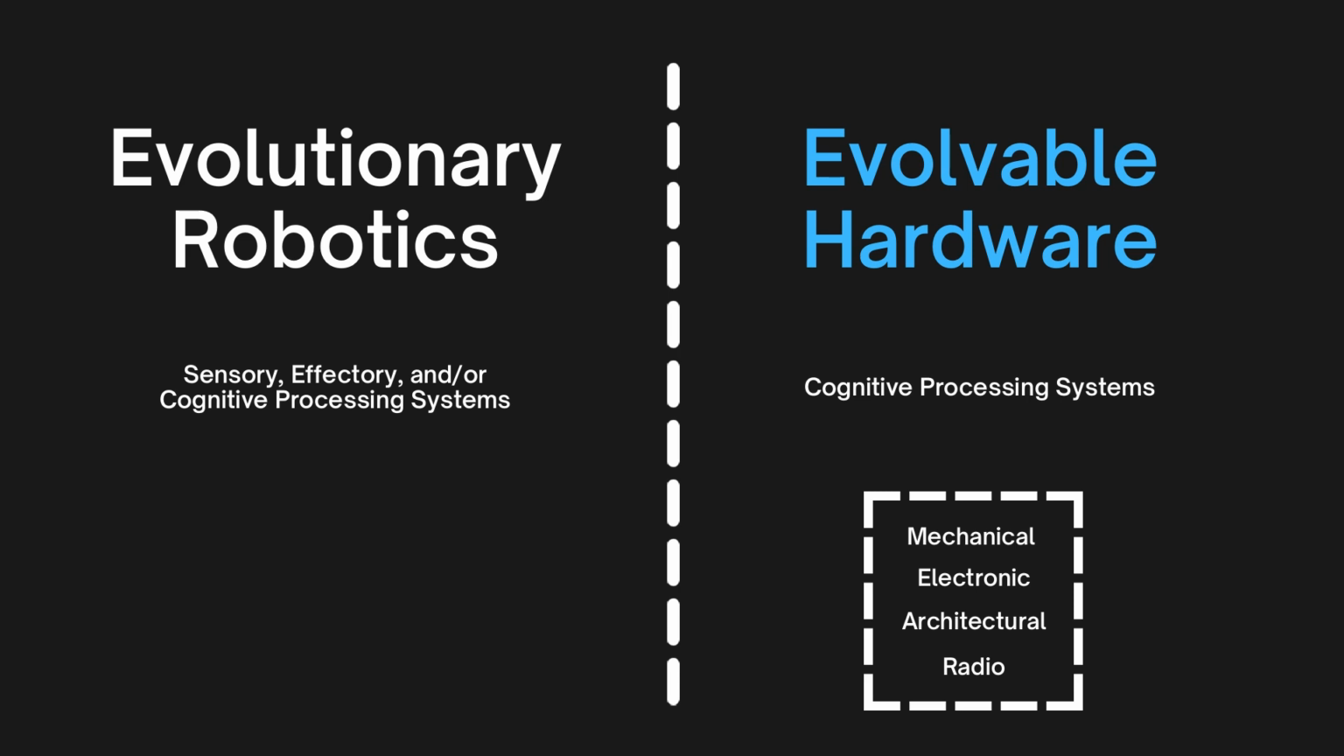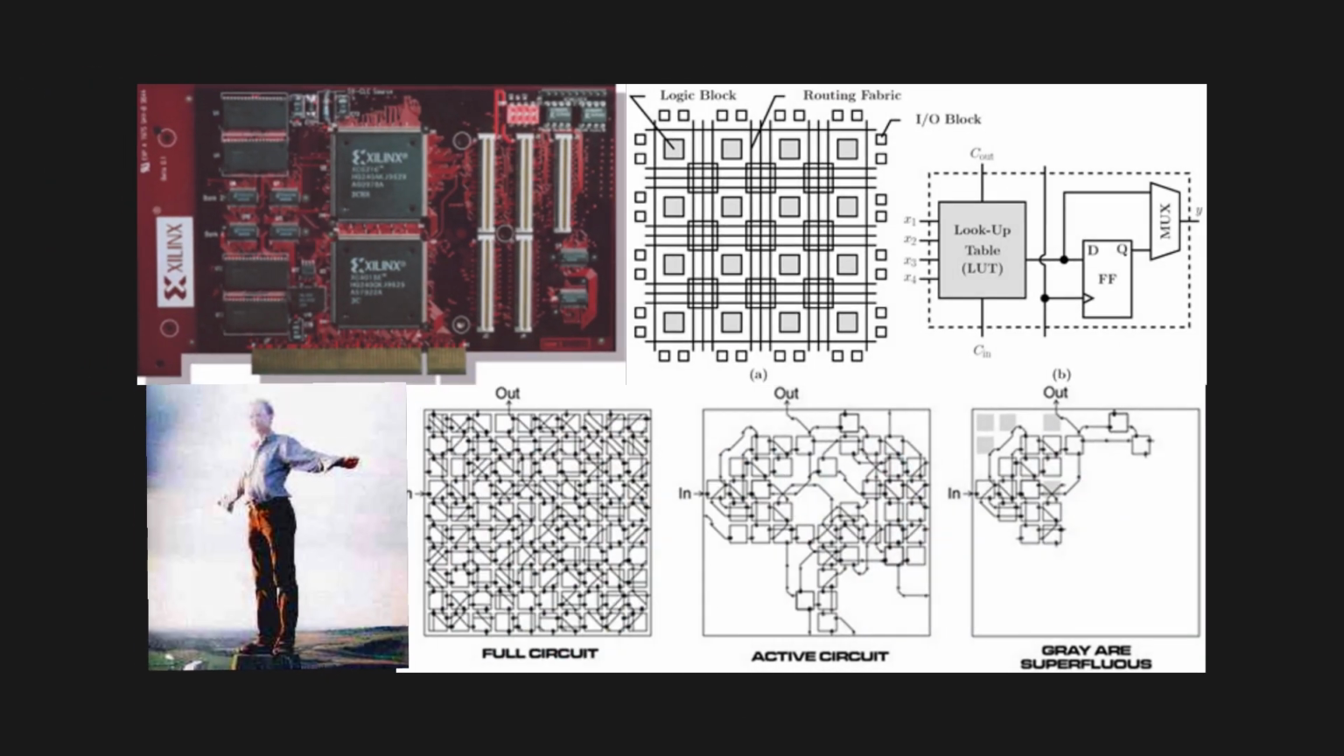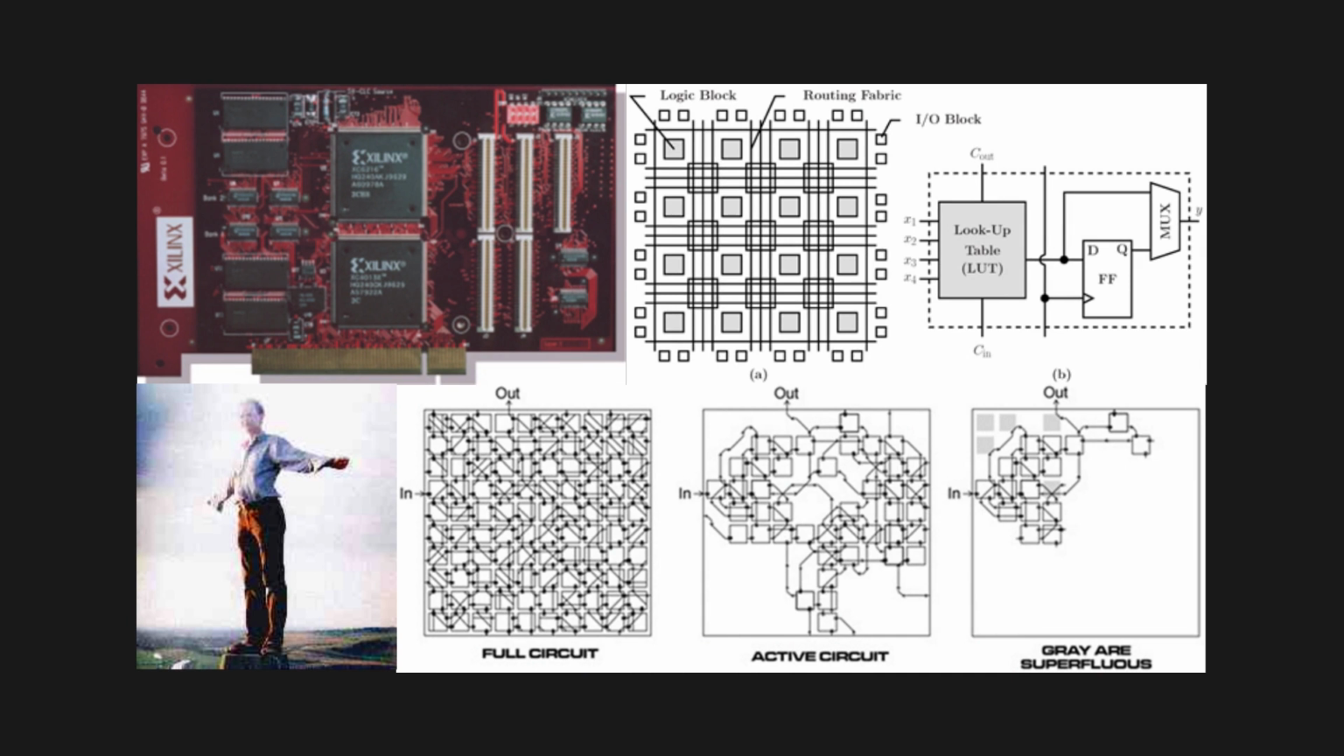Evolutionary robotics targets the coupling of the sensory, cognitive, and effectory systems, whereas evolvable hardware is particularly focused on the physical system itself. At first, evolvable hardware only targeted the physical construction of cognitive or processing systems, but as the field matured, it spread its focus across other mechanical, electronic, architectural, and radio systems. But to constrain the scope for this project, we'll only be discussing evolvable hardware in the context of the processing system.